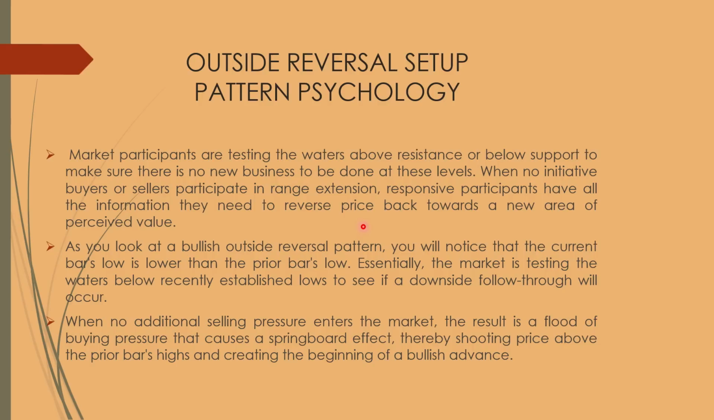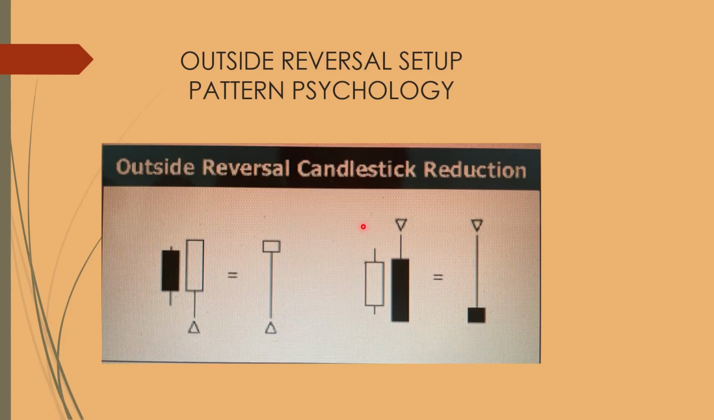As you look at a bullish outside reversal pattern, you will notice that the current bar's low is lower than the prior bar's low. Essentially, the market is testing the waters below recently established lows to see if a downside follow through will occur. When no additional selling pressure enters the market, the result is a flood of buying pressure that causes a springboard effect, thereby shooting price above the prior bar's highs and creating the beginning of a bullish advance.